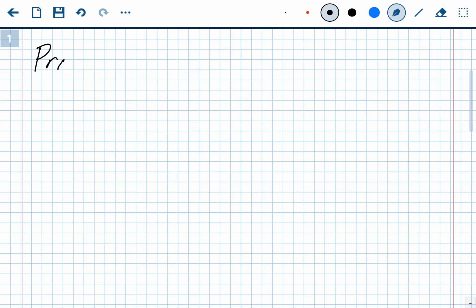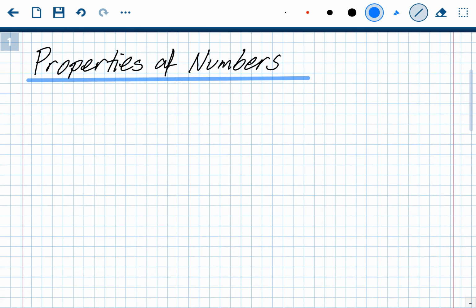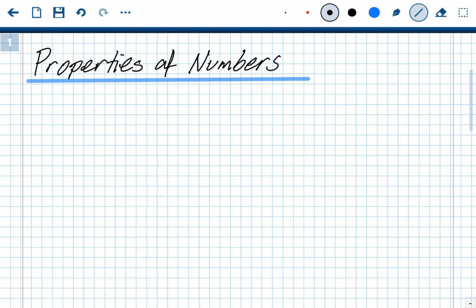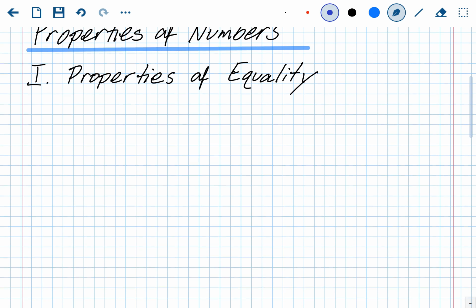Okay, so we're doing number properties today, or properties of numbers. There are three main categories that we're going to talk about today, and one that we're going to talk about tomorrow. Okay. So the first category that we're going to talk about is properties of equality. We use properties of equality a lot, mostly to solve equations. A lot of these beginning ones seem silly or obvious, but they're important and we have to go through them.